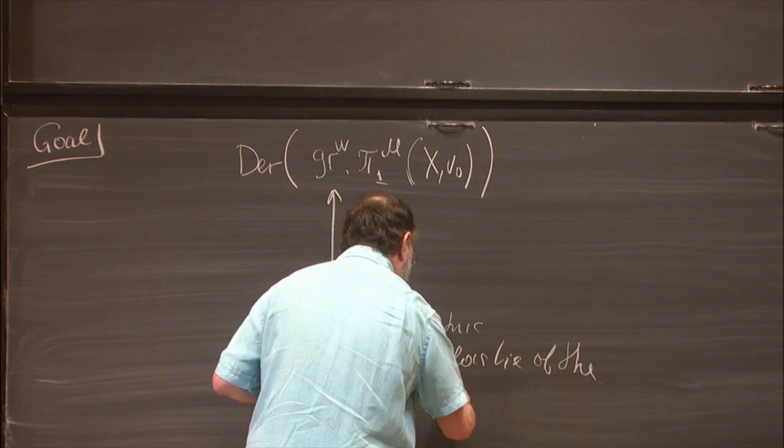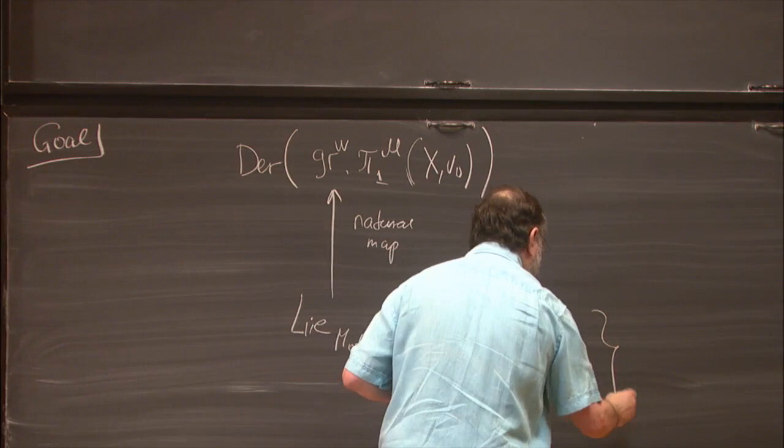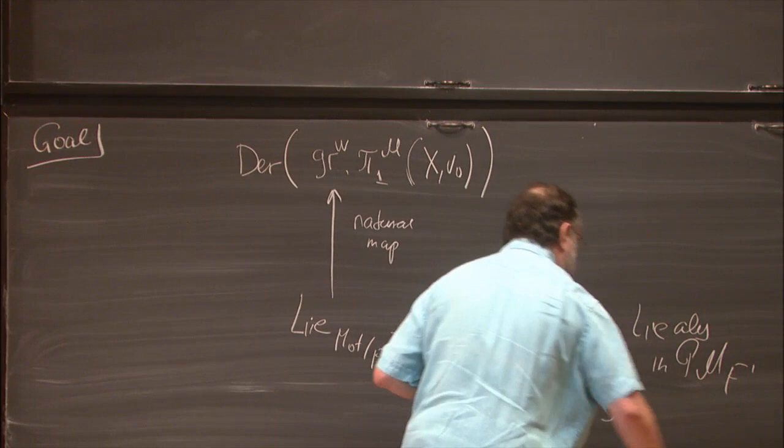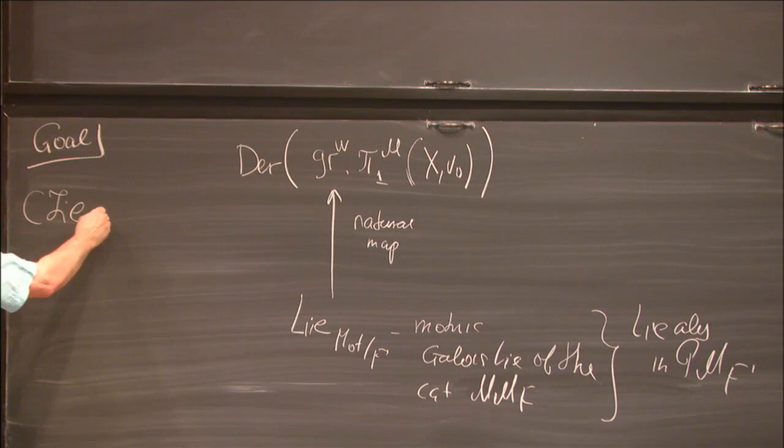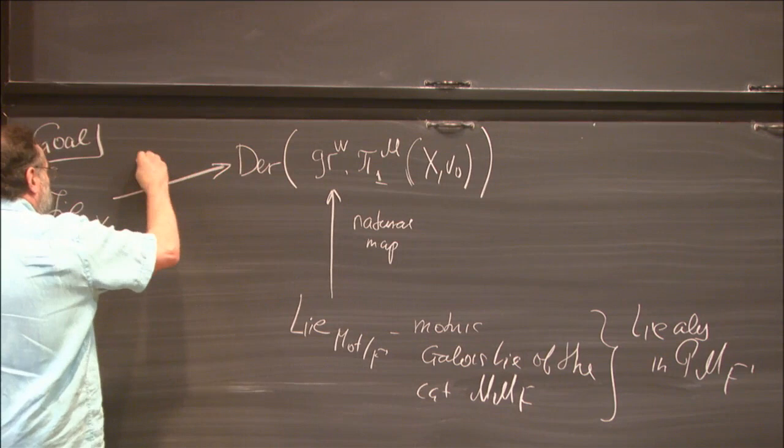Of the category M, M, F. And it's itself a Lie algebra in the category of pure modules. It's not a Lie algebra over Q. Now what I want to construct is some other Lie algebra. This is the Lie algebra of Motivic correlators. And I want to construct it together with a canonical map here.